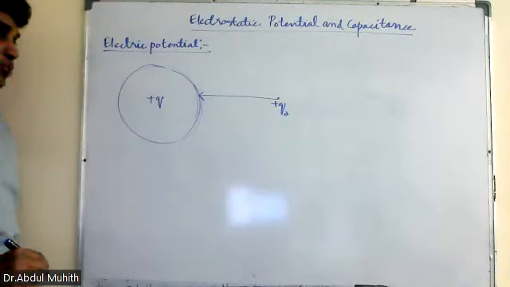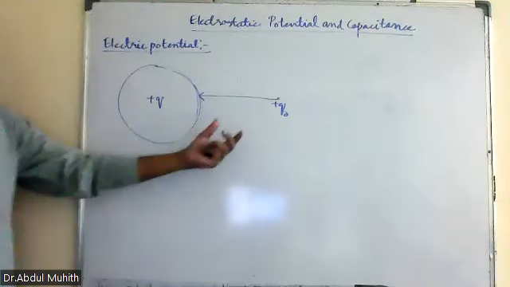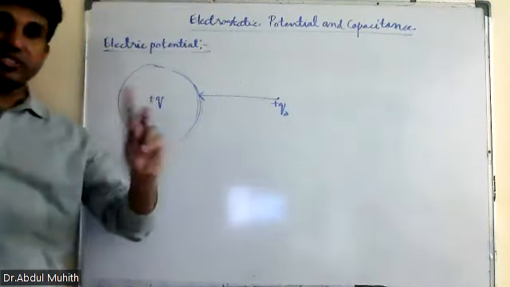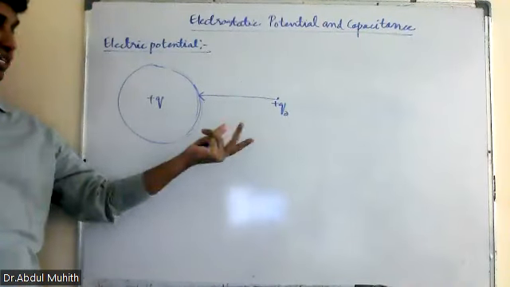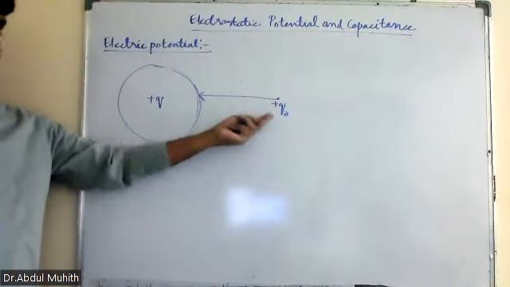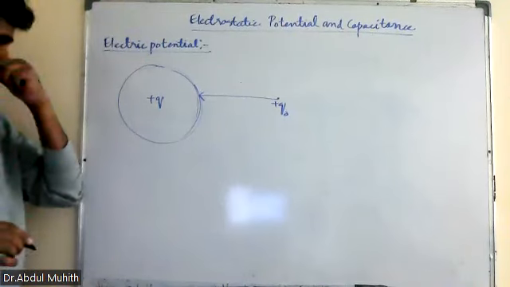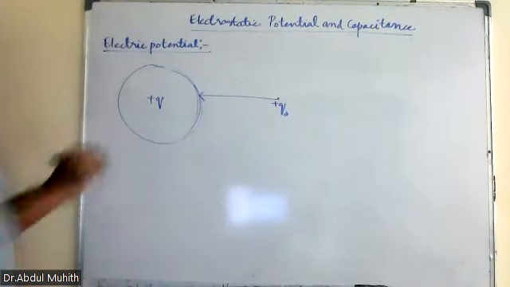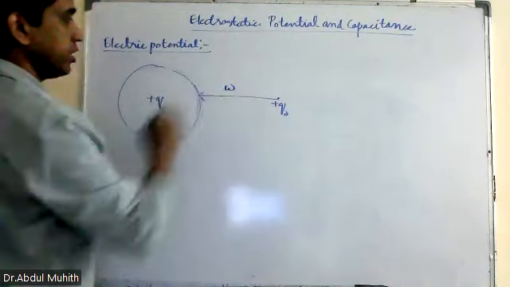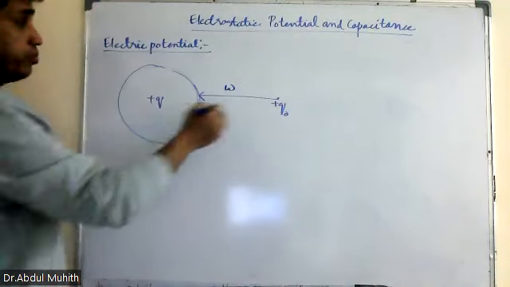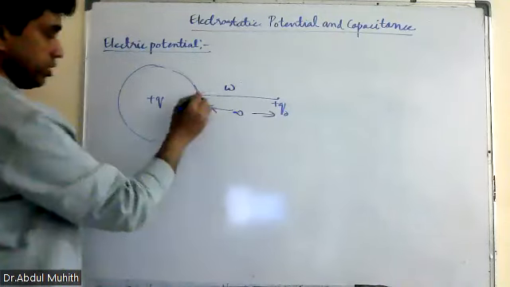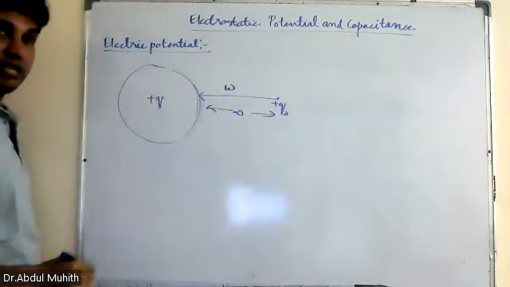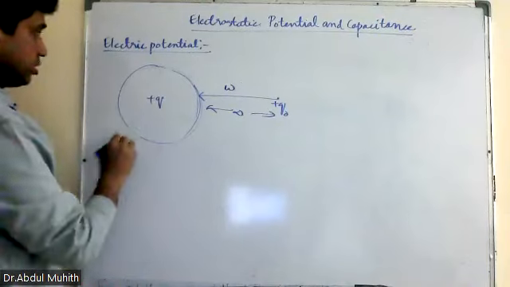influence of charge Q. See, once again I'm telling, there is no unit positive charge. One charge is not available in nature. This is just for our understanding. So we are bringing a unit positive charge from infinity to a point under the influence of charge Q. How much amount of work is done to bring a unit positive charge from infinity to a point under the influence of charge Q? That is said to be electric potential.